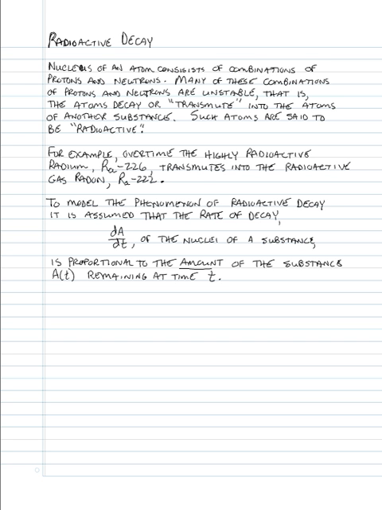Anyway, to model the phenomena of radioactive decay, it is assumed that the rate of decay, that's the rate of change of the amount with time, of the nucleus of a substance is proportional to the amount of the substance remaining at time t. What that means mathematically is that the derivative of A with respect to t is k times A, where k is a proportionality constant.